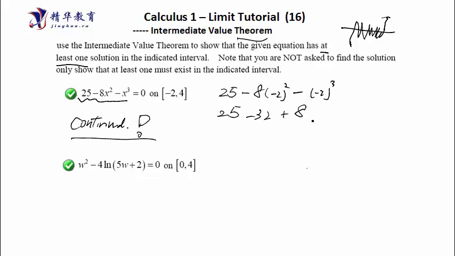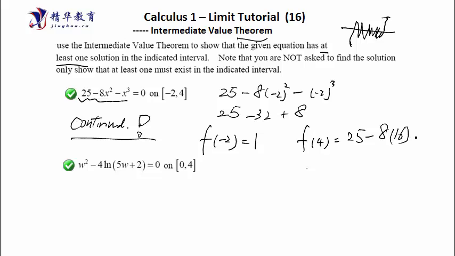Yeah, plus 8, that's right. We got how much? We got 1. Okay, that's 33 minus 32 is 1. That means f(-2) equals 1. How about f(4), how much is it? f(4) is 25 minus 8 times 4 squared, which is 16.